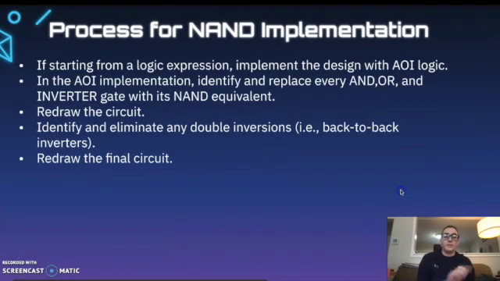All right. So let's take a look at how we actually would implement NAND into a circuit. When you start from a logic expression, we have to start by designing the AOI circuit. So we still have to start with the traditional way that we've learned already, by putting in our AND gates and our OR gates, depending on what the expression statement is saying. After you have identified all of the AND and OR gates in the correct locations, we then implement the NAND gate. So we just do a swap.